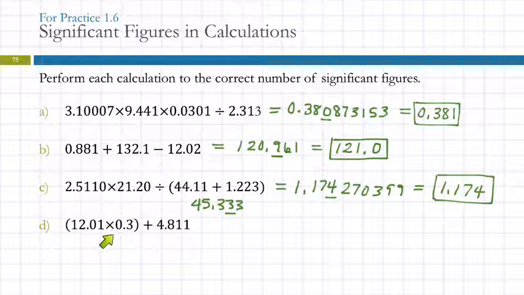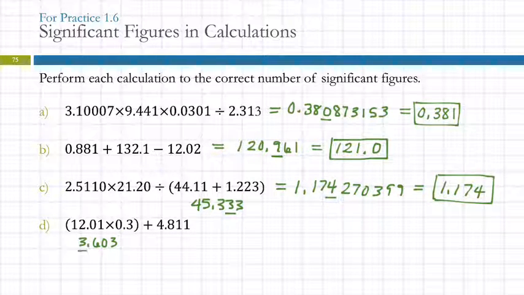This next one, I've got multiplying and adding. Again, I need to look at the individual pieces to get the correct answer. So we do the parentheses first, 12.01 times 0.3. So that result is 3.603. How many significant figures does that result have? It should have 1. This one has 4, 12.01, but 0.3 is only one significant figure.